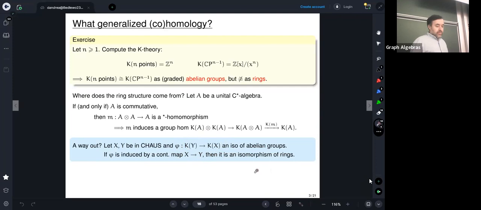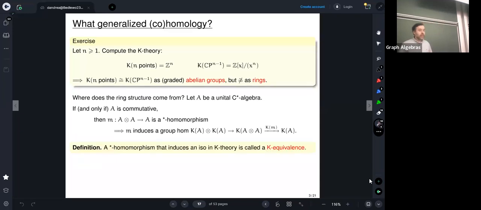So maybe a tentative solution is just you forget about the ring structure and you work with morphisms in K theory, with isomorphisms in K theory that are not completely arbitrary, but induced by maps between topological spaces. So for a general C*-algebra, this is what we call the K equivalence. From the dual point of view, K equivalence is a star homomorphism between two C*-algebras that induces an isomorphism in K theory. And this applies in particular to commutative C*-algebras, to continuous functions on topological spaces.